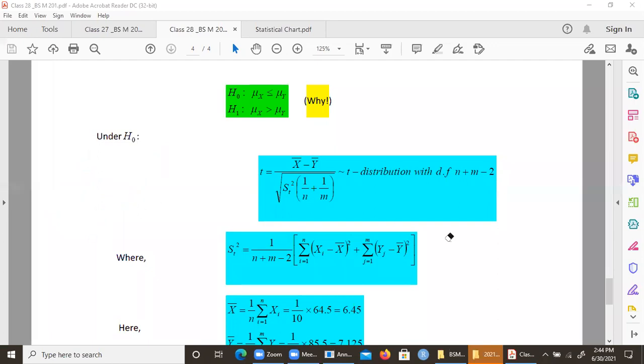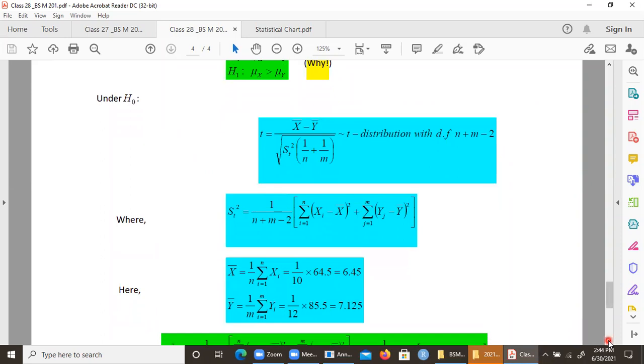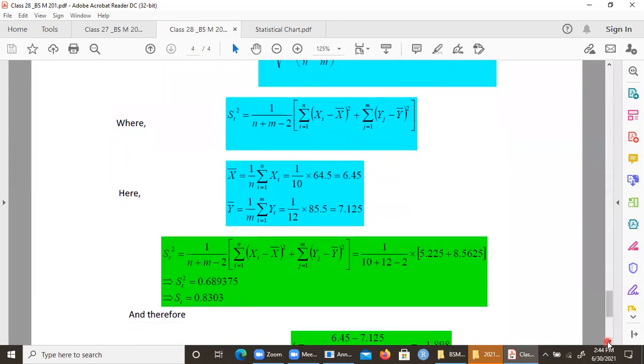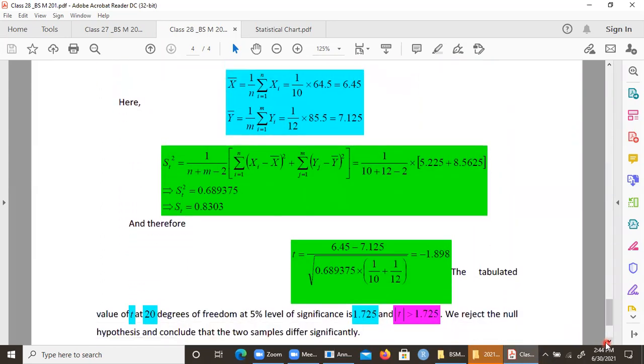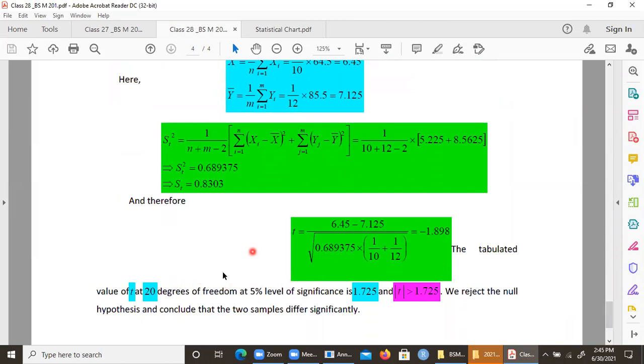Rest is very simple. You are going to calculate this particular quantity, and ultimately we are going to get your t. And since here the total sample, the first sample was containing 10 items and the second sample contained 12 items, the total sample size is 22. So the degree of freedom will be 20, and at 5% level of significance, the tabulated value is 1.725.